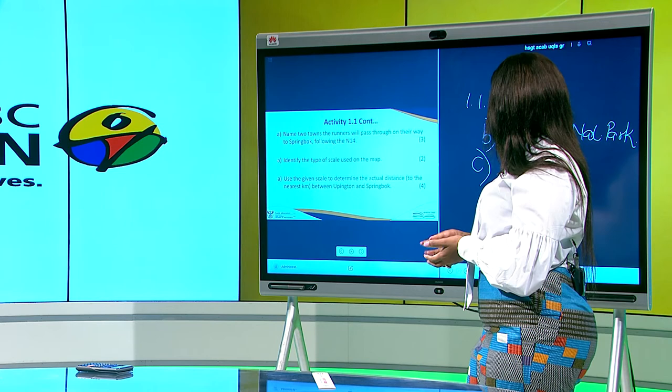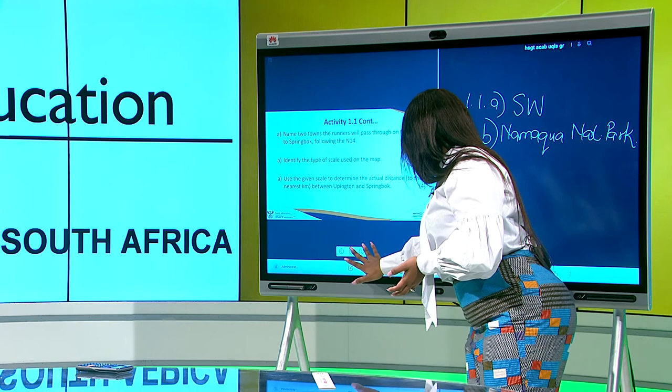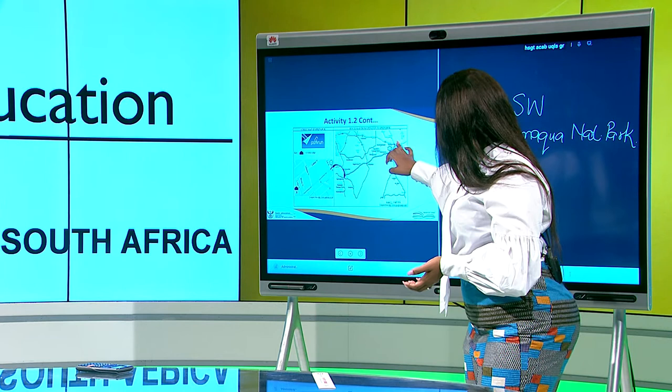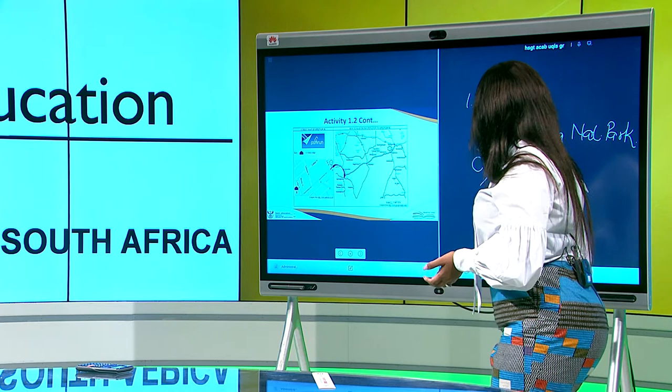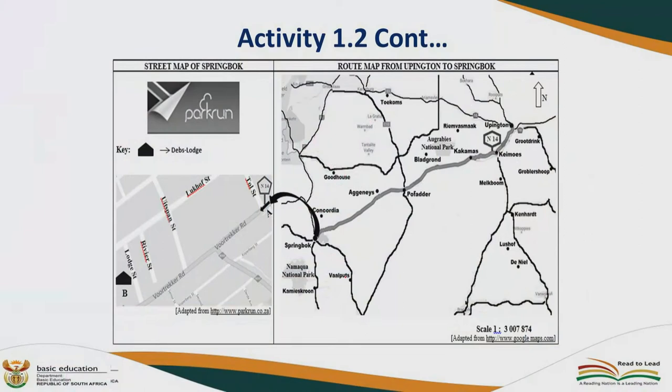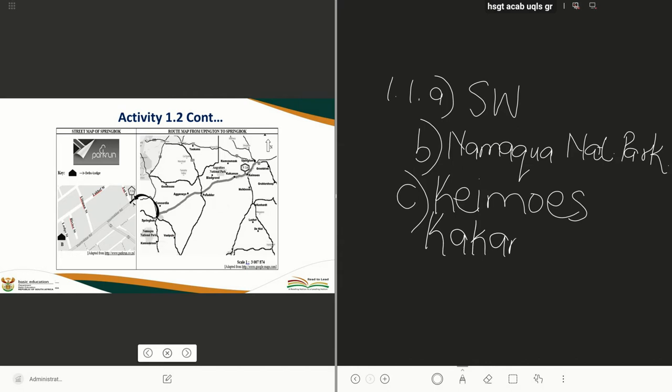So we need to name the two towns that the runners will pass through on their way to Springbok following the N14. Let us look at the map. So the runners are running from Upington. They are using the N14. Here is the N14. So the first town that they're going to pass is Keimoes. And then the second town will be, immediately next to Keimoes, Kakamas. The instructions only said two, so you only give two answers.